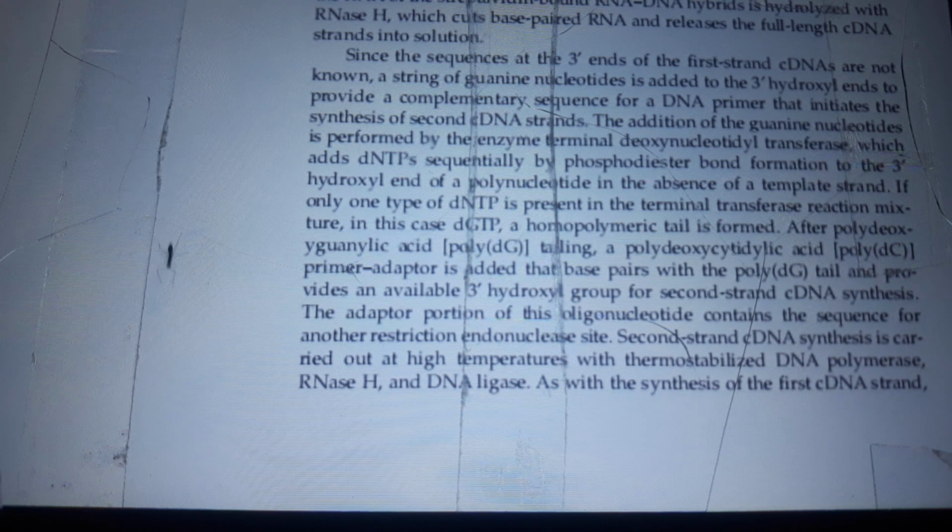After polydeoxyguanylic acid, poly-dG tailing, a polydeoxycytidylic acid, poly-dC, primer adapter is added that base pairs with the poly-dG tail and provides an available 3' hydroxyl group for second strand cDNA synthesis. The adapter portion of this oligonucleotide contains a sequence for another restriction endonuclease. Second strand cDNA synthesis is carried out at high temperatures with thermostabilized DNA polymerase, RNase H, and DNA ligase, as with the synthesis of the first cDNA strand.